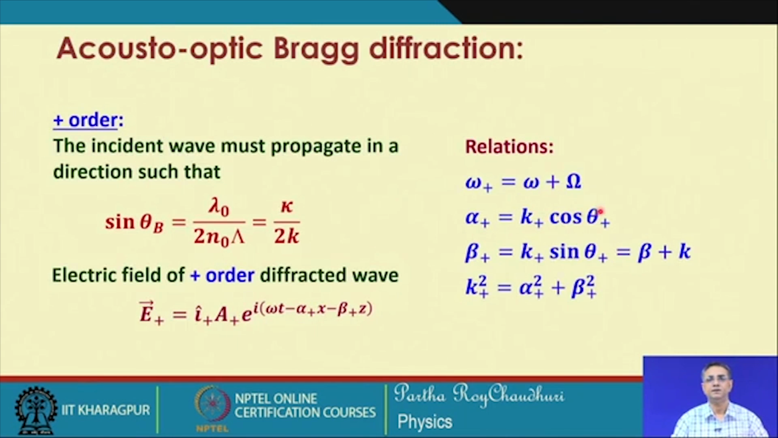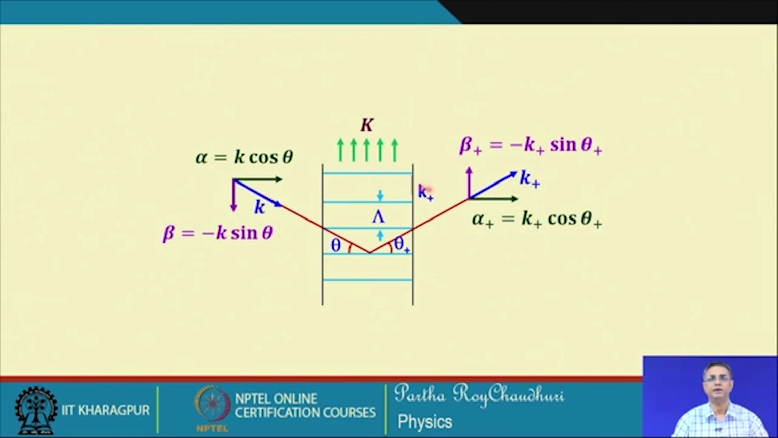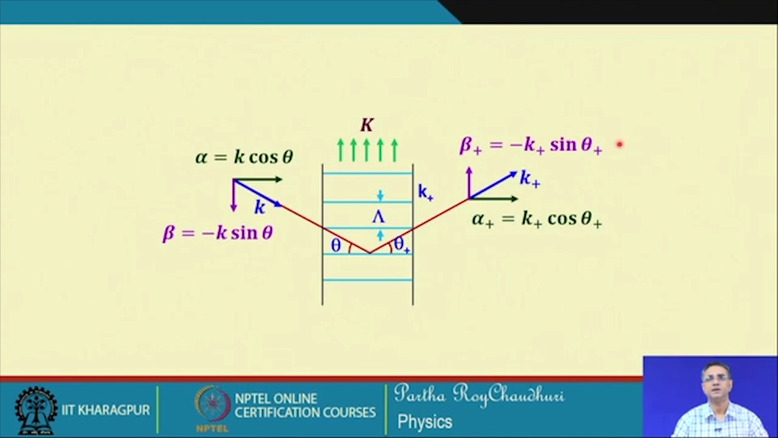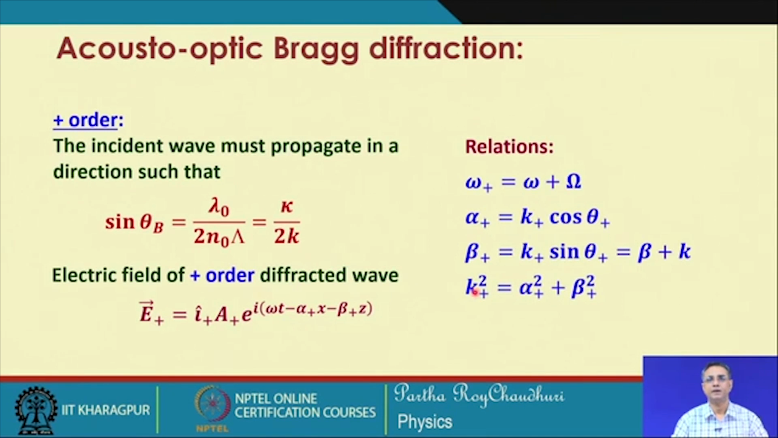Then we get this set of relations: omega plus equal to omega plus capital omega, and alpha plus will be k plus cosine theta plus, all from here. You see alpha plus equal to this, beta plus will be k plus sin theta plus, and again this is true for the diffracted wave, k plus square will be equal to alpha plus square plus beta plus square.